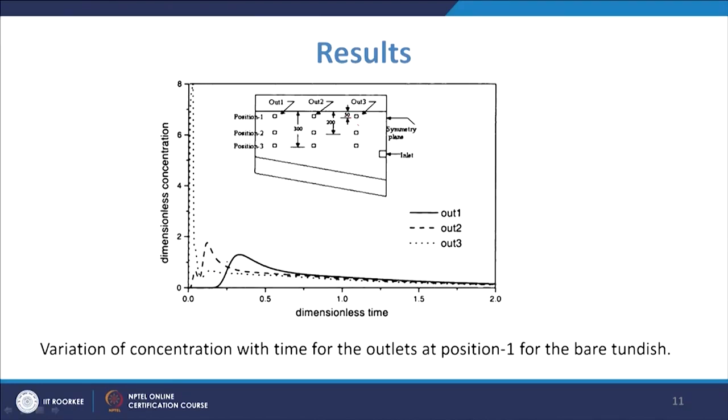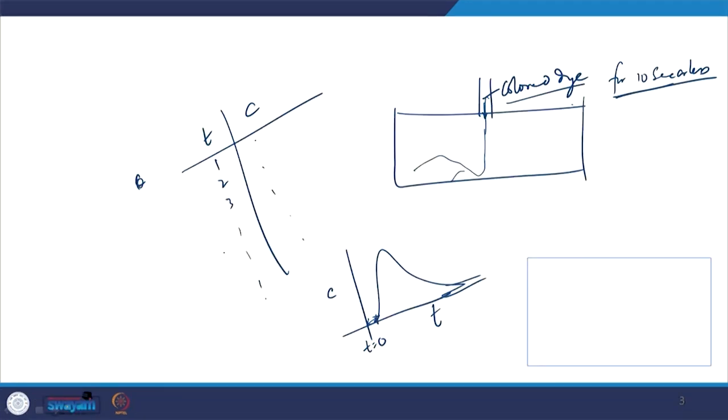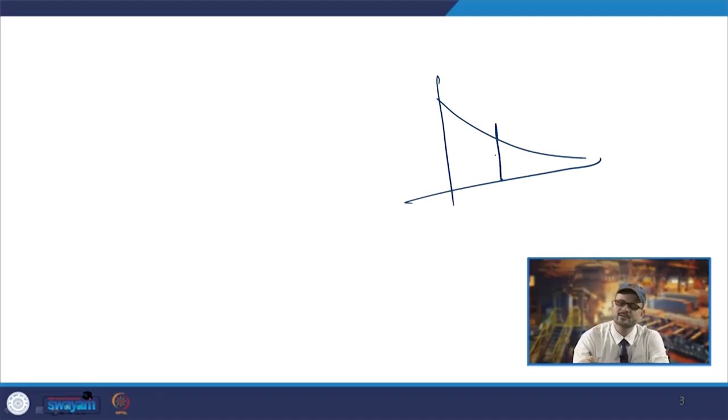Now in this case it starts a little late, and you see that your peak is also at a considerably smaller value. This is indicative of some amount of plug volume. You might recall that a pure mixed flow will be like this, and the plug flow will be like this. So basically this is your plug component, and from here you go to the mixed component, which is this.